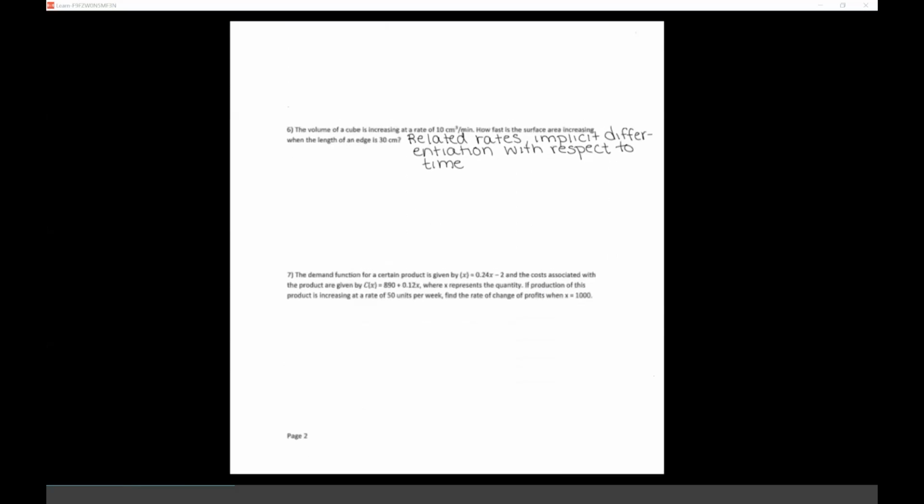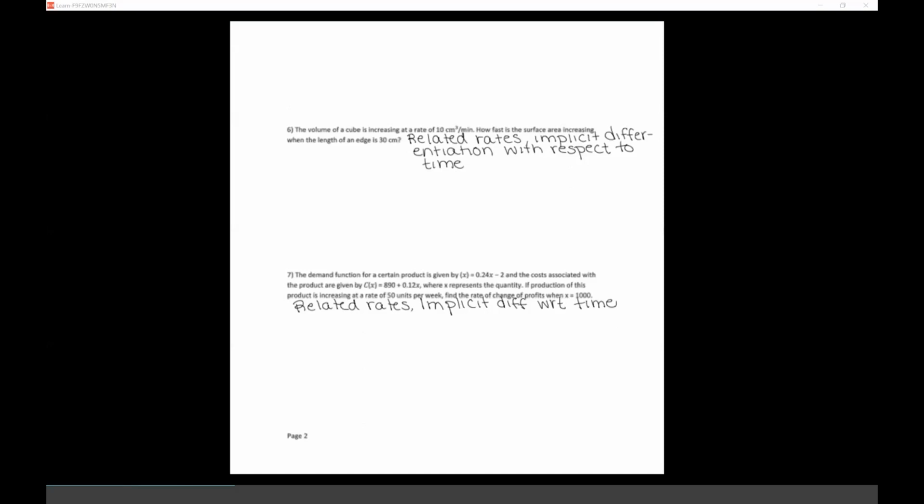Number 7, we have a demand function and a cost function. Remember, they're basically saying if production of this product is increasing at a rate of 50 units a week, find the change in profits. This is also related rates, and again, implicit differentiation with respect to time. I'm going to say R with respect to time. WRT, with respect to. It saves me all the writing.